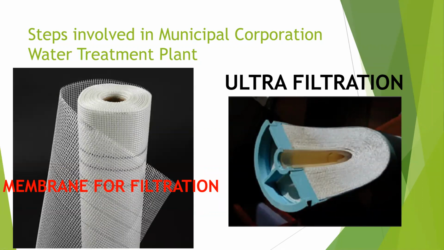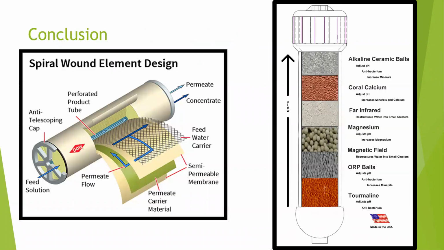Here in this slide you can see a layered filter mesh, which is referred to as a membrane for filtration. As the layer-wise arrangement is there, this membrane or mesh becomes strong enough to resist the dissolved salt particles from entering through it. This is how a spiral wound element design can be described.